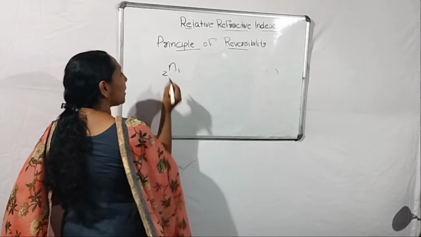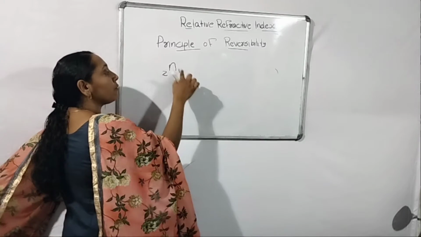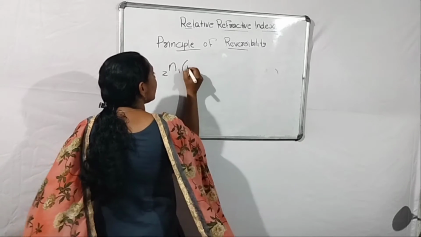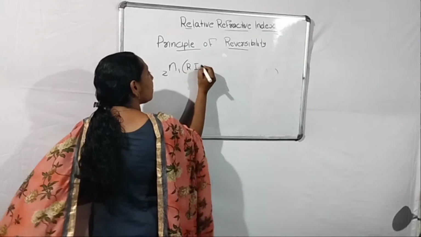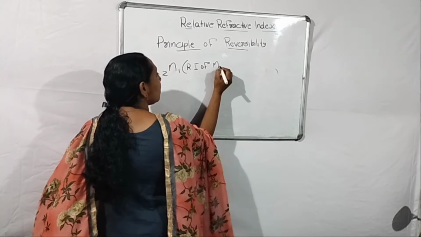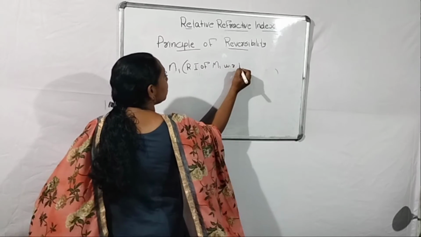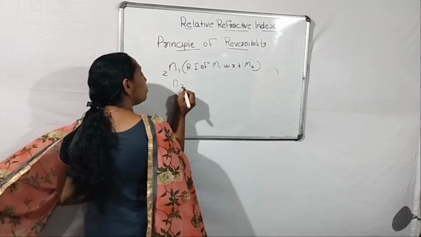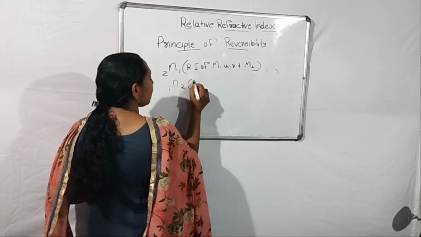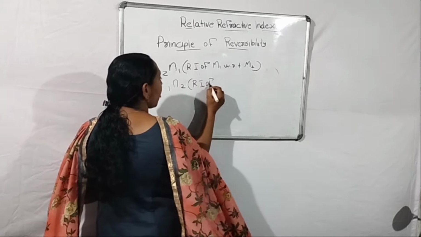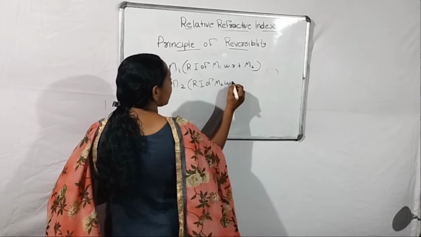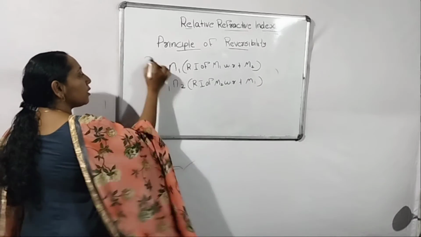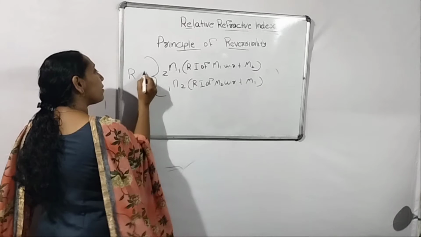n12. What is the meaning? Refractive index of medium 1 with respect to medium 2. Next one, n21. What is the meaning? Refractive index of medium 2 with respect to medium 1. These are the two representations of relative refractive index.